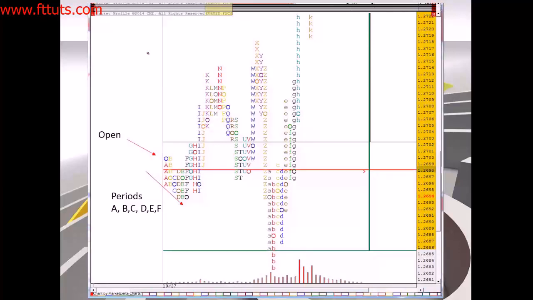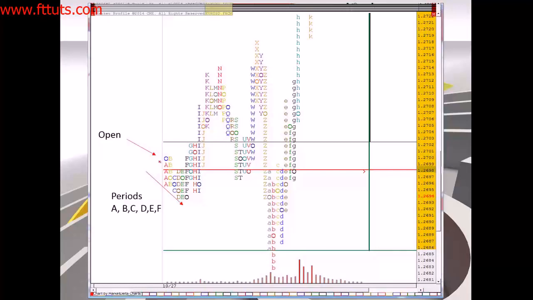Now, not all platforms have the ability to give you a split profile, but certainly Market Delta and Investor RT both have that capability. Now, let's take a look at the detail that we can discern from the profile. Now we are really going to look at it closely.